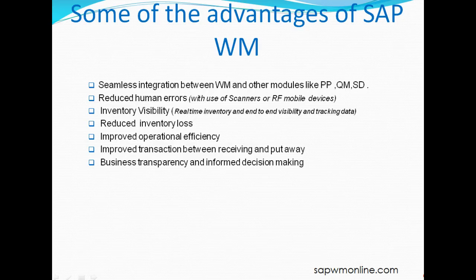Improved transactions between receiving and put away. We have a functionality of cross-docking which allows you to match outbound transfer orders for a material with incoming transfer orders. This means that if you have a delivery for a material pending and you also have an incoming receipt of this material, then you can match the transfer orders and avoid unnecessary put away of the material into the warehouse. So once you receive the material in the goods receiving area, it is directly assigned to the outbound transfer order.